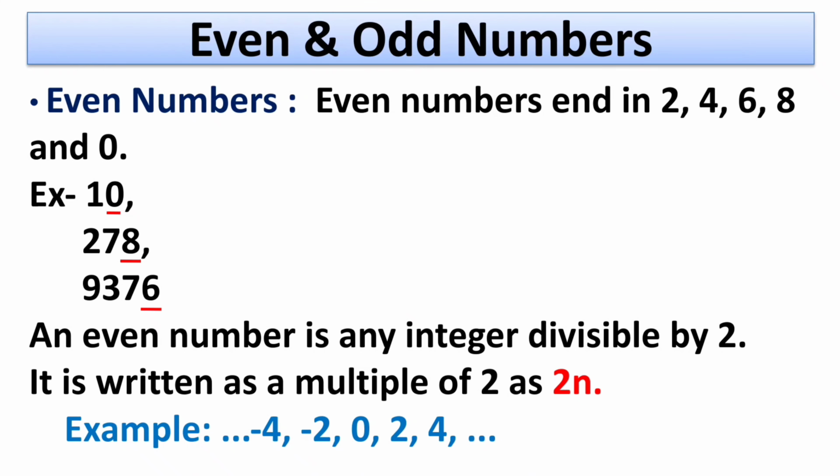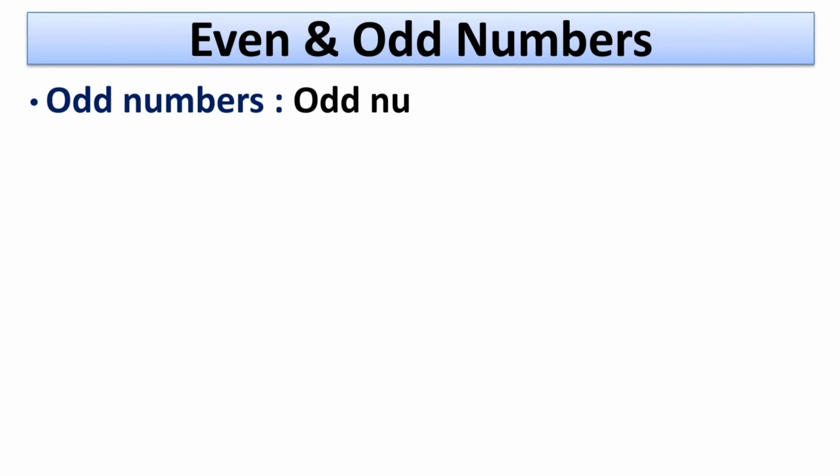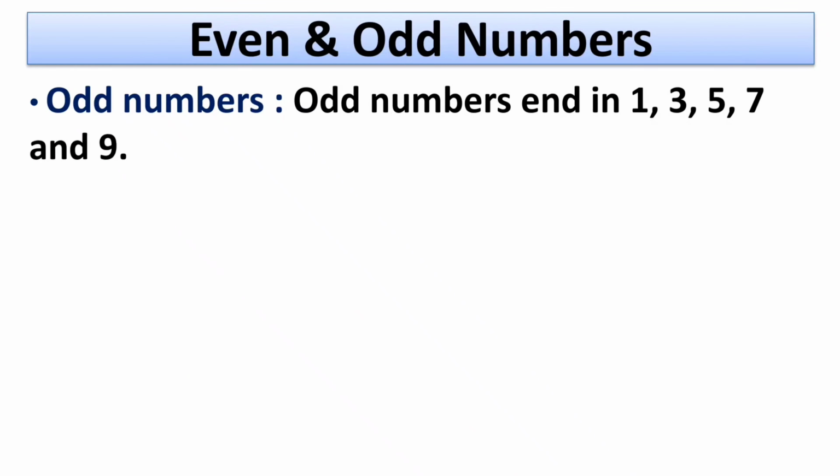Now let's see what is an odd number. Odd numbers end in 1, 3, 5, 7 and 9. For example, 25 is an odd number as it ends in 5.